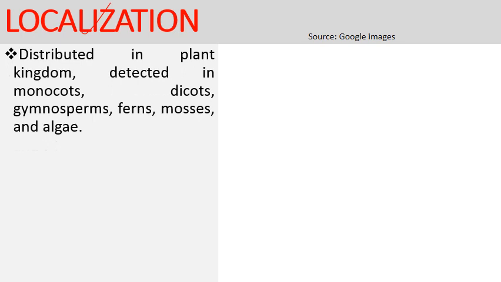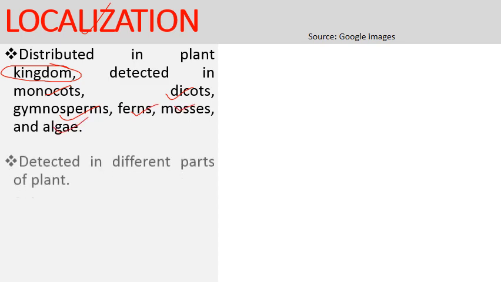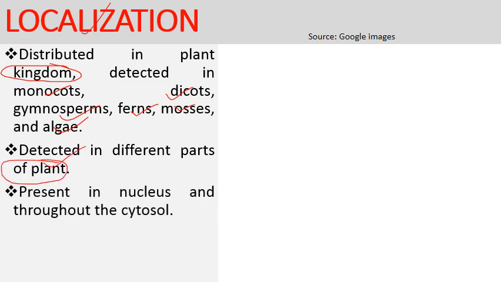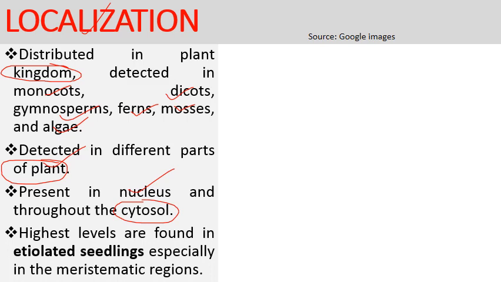Next comes localization. So it is distributed in plant kingdom and detected in all monocots, dicots, gymnosperms, ferns, mosses and algae except fungi. So detected in different plant parts. In all plant parts it has been detected, and present in the nucleus and cytosol. In the nucleus also phytochrome is present, and it is also present in the cytoplasm. And highest levels are found in etiolated seedlings. The highest amount of phytochrome is found in etiolated seedlings, and the etiolated seedlings are the seedlings which are grown in dark conditions, especially in the meristematic region. Means in the growing apices the highest amount of it is found in etiolated seedlings.